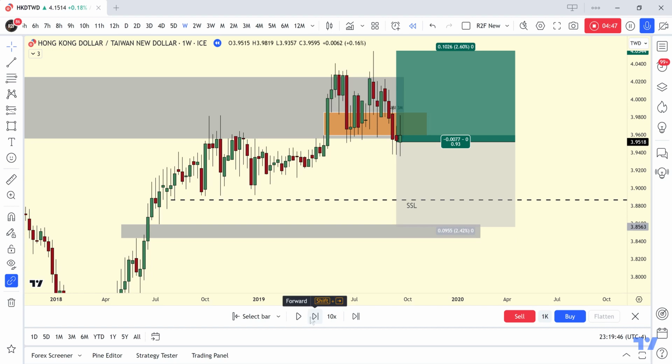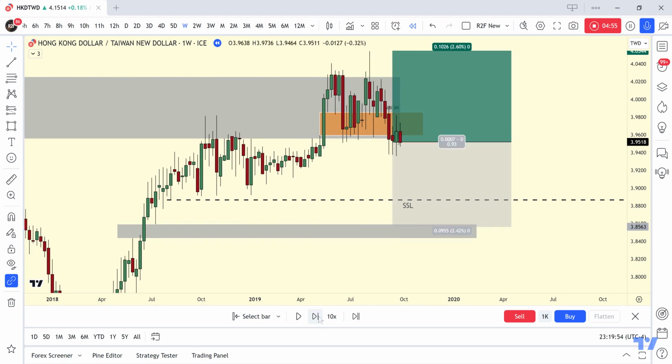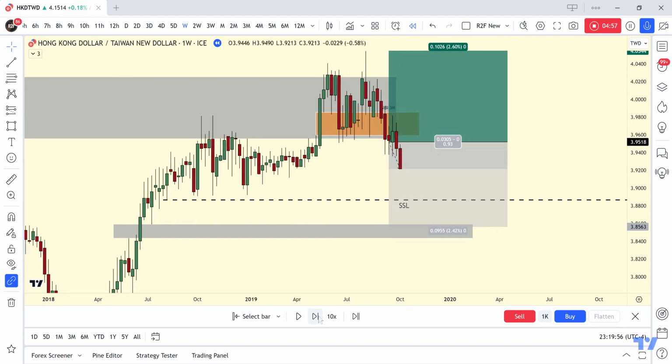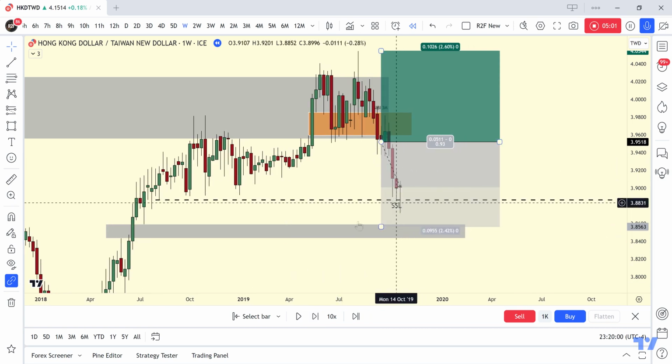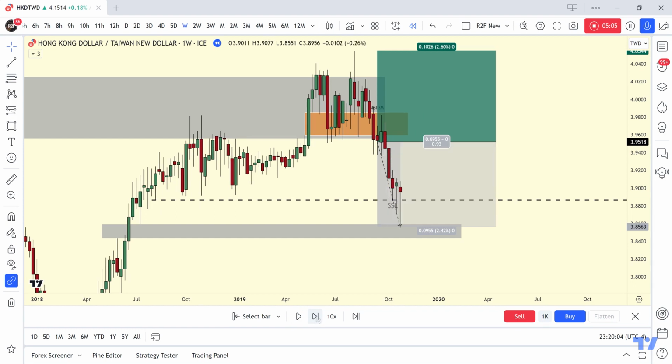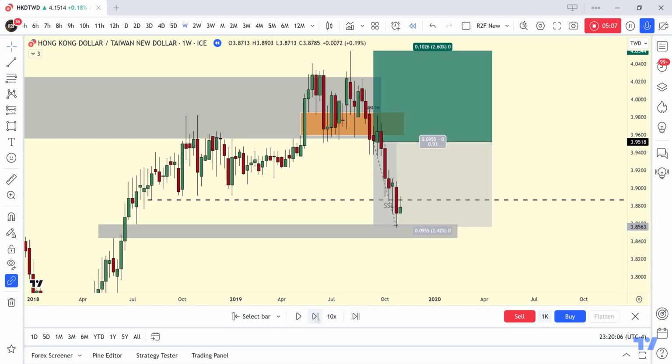Okay, it does take out that low. It comes into this gap here. Nice. Does it respect? It respects it once, twice, three times. So we took out the sell side. Okay. All right, into the monthly gap.